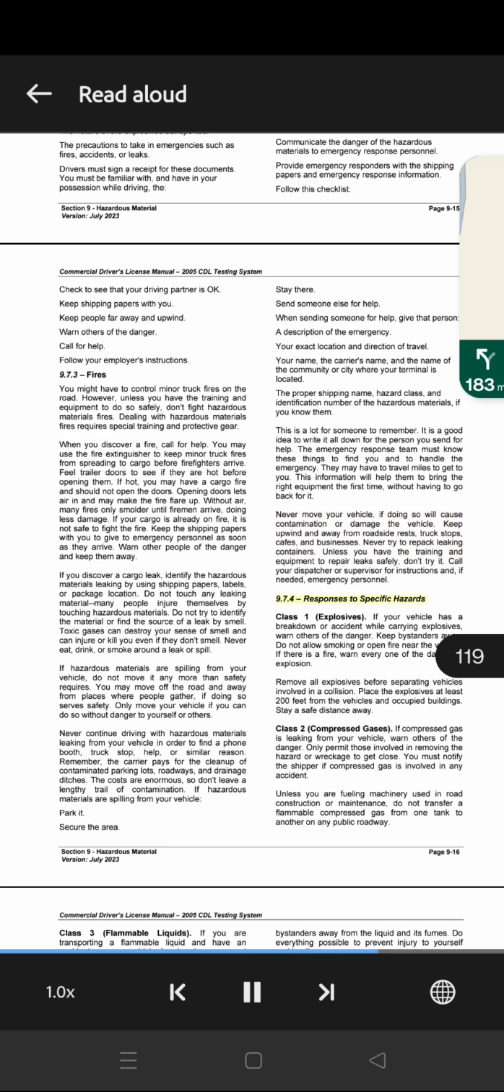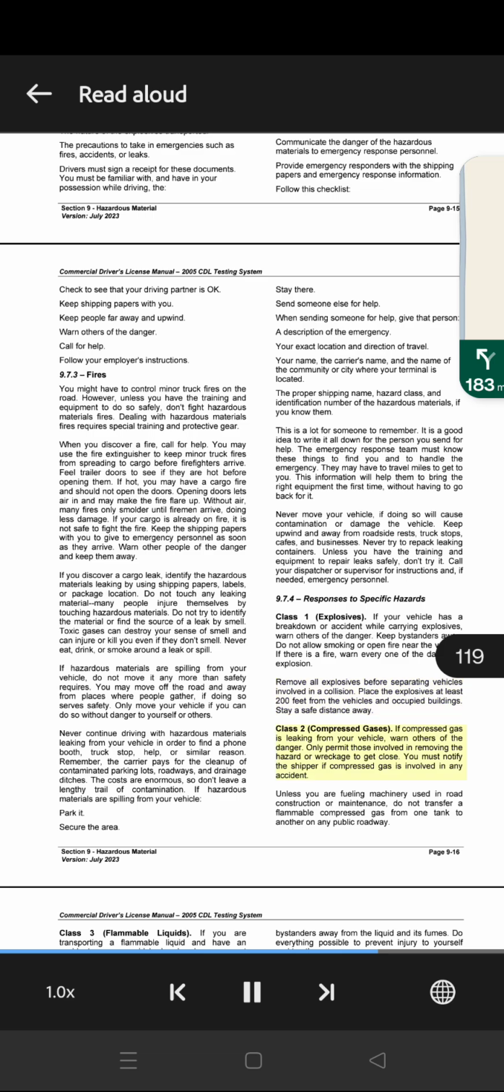9.7.4 Responses to specific hazards. Class 1 Explosives. If your vehicle has a breakdown or accident while carrying explosives, warn others of the danger. Keep bystanders away. Do not allow smoking or open fire near the vehicle. If there is a fire, warn everyone of the danger of explosion. Remove all explosives before separating vehicles involved in a collision. Place the explosives at least 200 feet from the vehicles and occupied buildings. Stay a safe distance away.